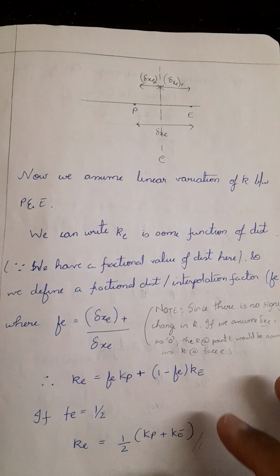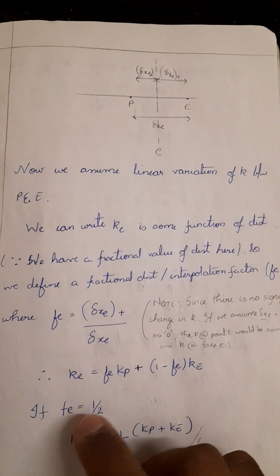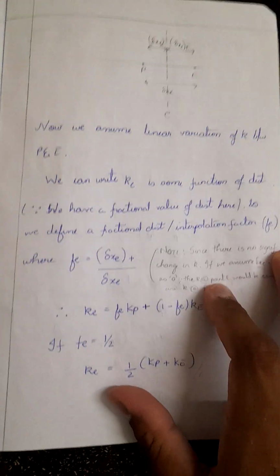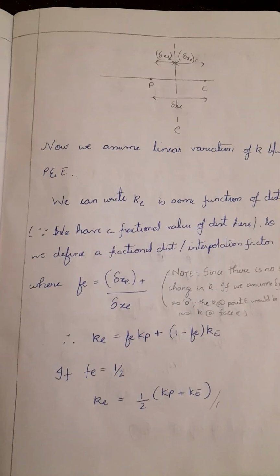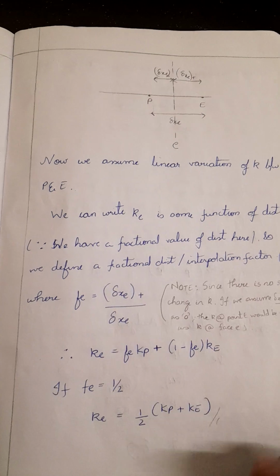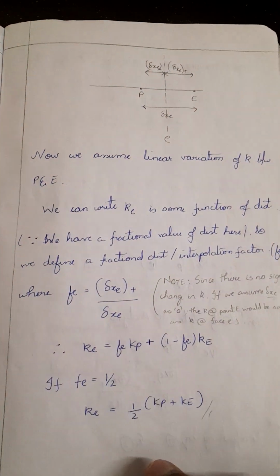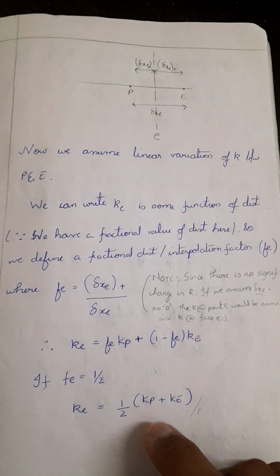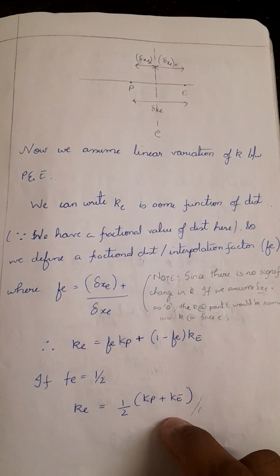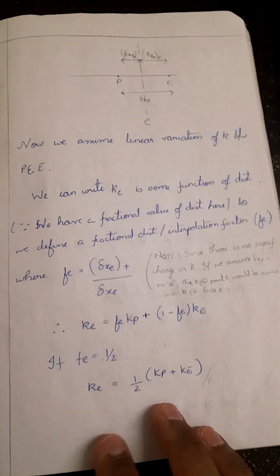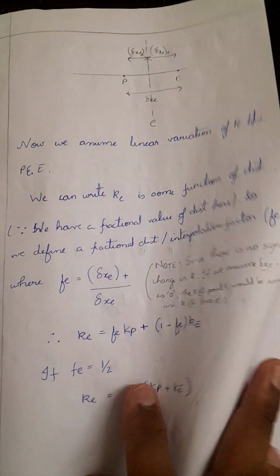Now for assumptions, let's assume Fe, the interpolation factor, as 1/2. That is, the distance is exactly half, so the face e is exactly at the midpoint. If I substitute 1/2, I would get my thermal conductivity at this face as the average, the arithmetic mean. This is applied only when there is slight variation in thermal conductivity. So this would be my equation.